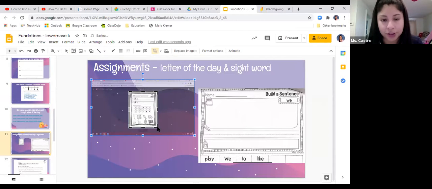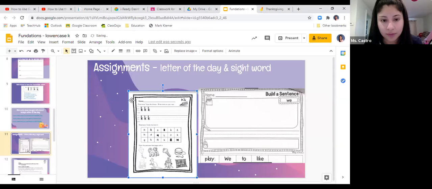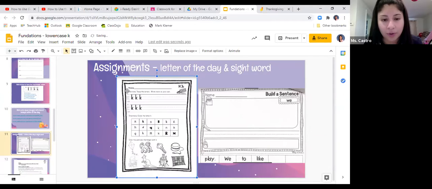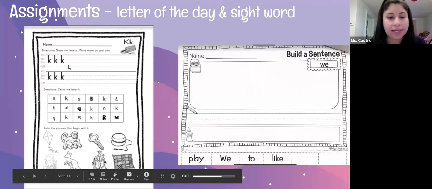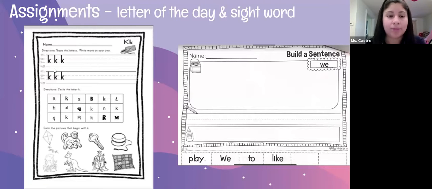Okay, so for the first sheet, lowercase k, you're gonna form that letter on both the top line and the bottom line. Let me see if I can make this bigger. Okay, that's better. So on the top line, you're forming the lowercase k. Then you're gonna form it again on the bottom line. In the center of the page, you have to look for all of the K's and you circle the letter K. Then at the bottom where the illustrations are, you will color the pictures that begin with K.